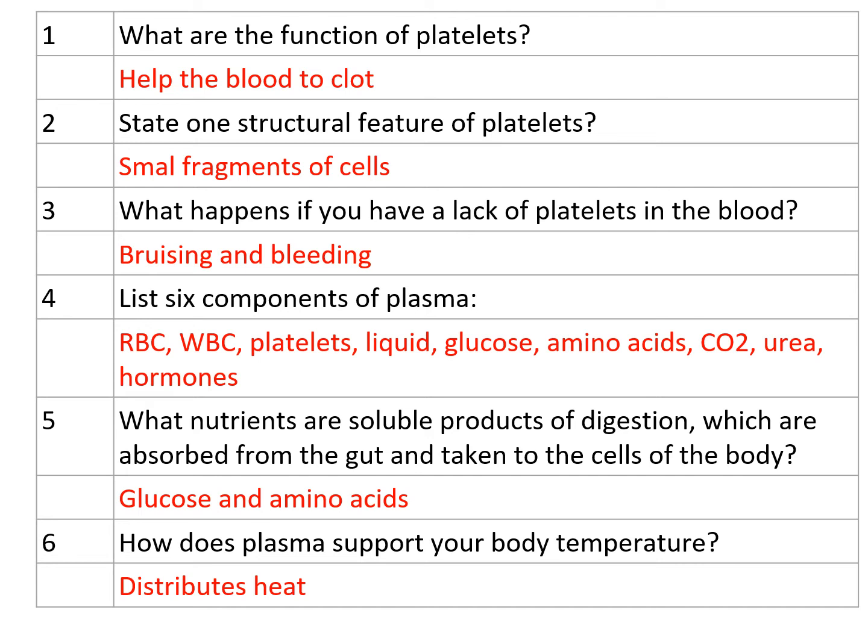Number 4, red blood cells, white blood cells, platelets, liquids, glucose, amino acids, carbon dioxide, urea, or hormones. Any 6 of those is fine. Number 5, the soluble products of digestion are glucose and amino acids. And number 6, it distributes heat.